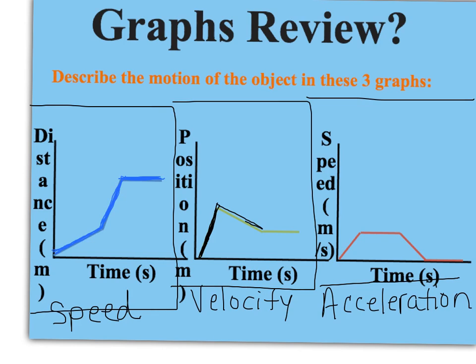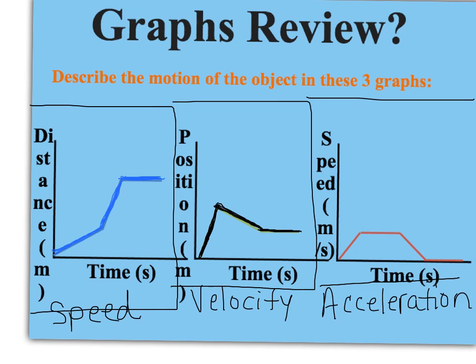During this part of the line, the object started moving a little slower because the slope is a little less steep, a little more gradual, and it turned around and started traveling back towards the reference point, negative motion. And then right here, the object stops moving and is at rest.